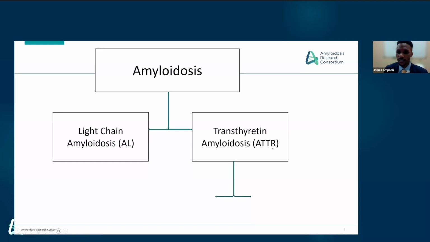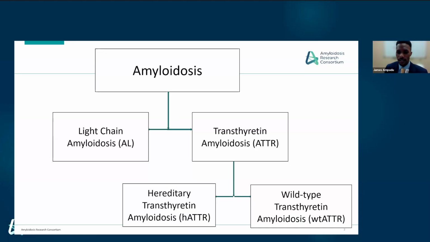The next one is transthyretin amyloidosis. This is a protein that is mostly made in the liver, but it transports thyroxine and retinol, which is vitamin A. And of transthyretin amyloidosis, there are also two different forms. So we have an inherited form, which is hereditary transthyretin amyloidosis, also hATTR. And then we have the acquired form, which is wild-type transthyretin amyloidosis.